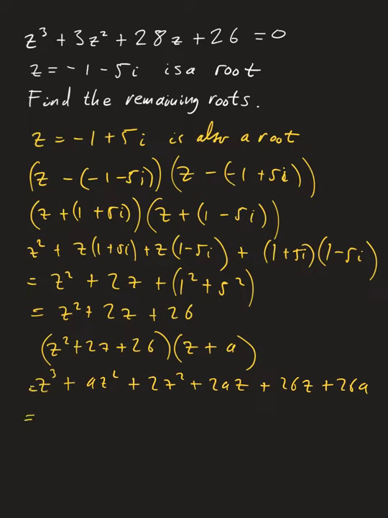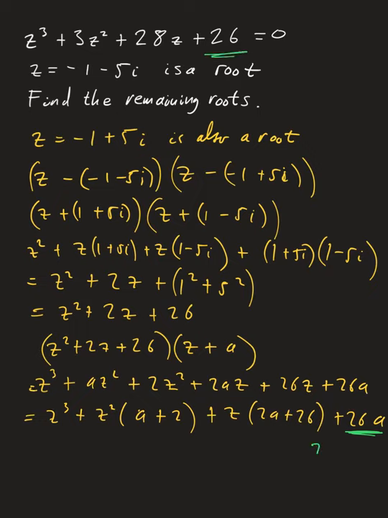So I combine the like powers of z. I get z cubed plus z squared times (a plus 2) plus z times (2a plus 26) plus 26a at the end. So now I can compare my terms. So 26a must be equal to 26.